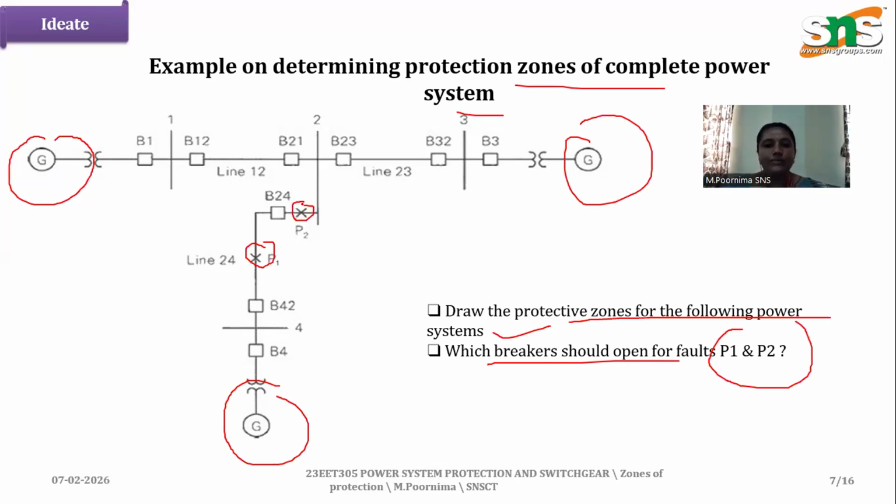So how many breakers do we have here? We have so many circuit breakers. So here B42 must be open. B42 must be open. And for this, B21 and B23 must be open. Then only both this generator can be protected, and this generator is also protected, and this generator is also protected. So this is one example, one line diagram.